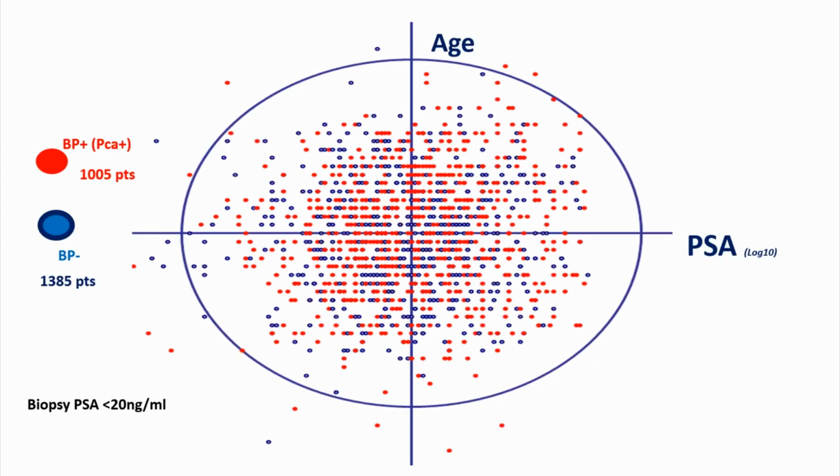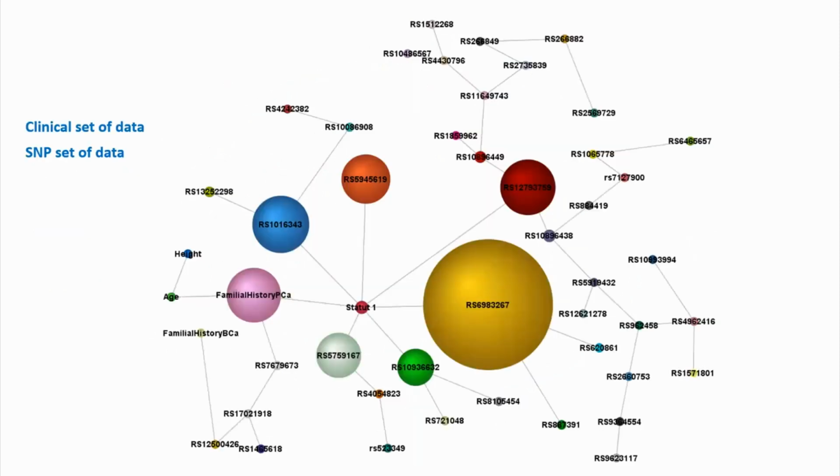So on this slide, you can see the patients stratified by age and prostate-specific antigen with positive and negative biopsy. You can see that the prostate-specific antigen is not very useful to stratify the population between a positive or negative biopsy outcome, and we have introduced into a machine learning model with BayesiaLab the clinical data set, for example, familial history of prostate cancer or prostatic volume, and genetic markers which have been previously selected.